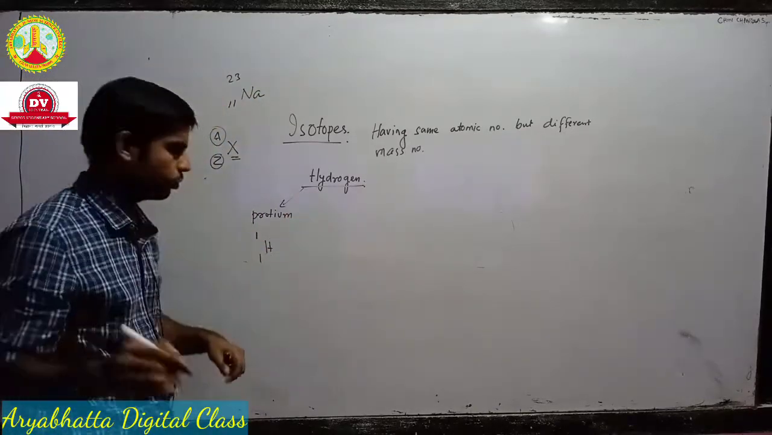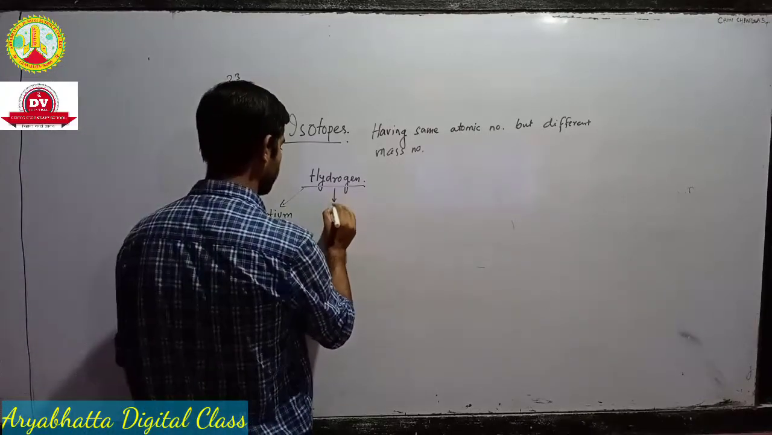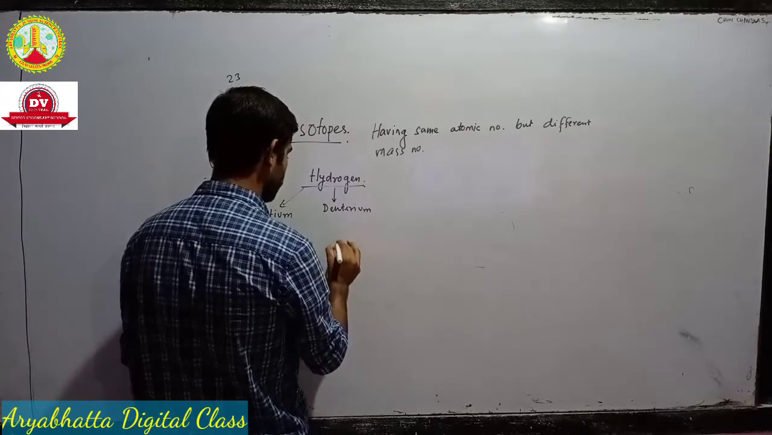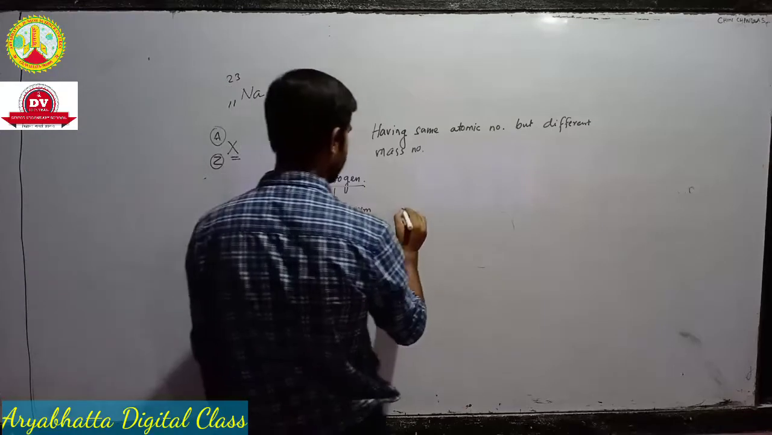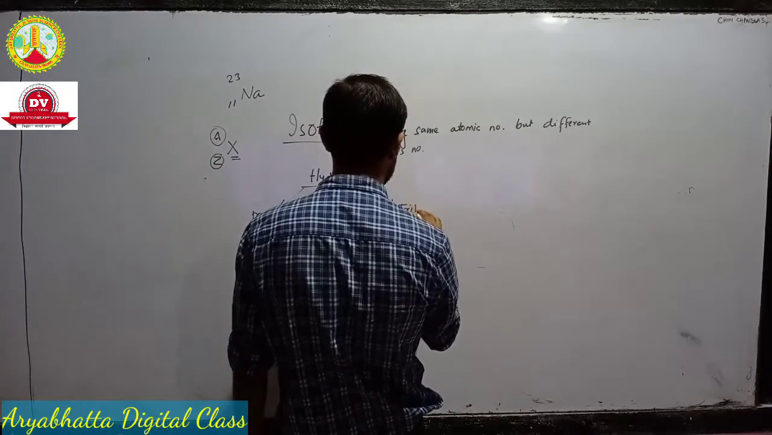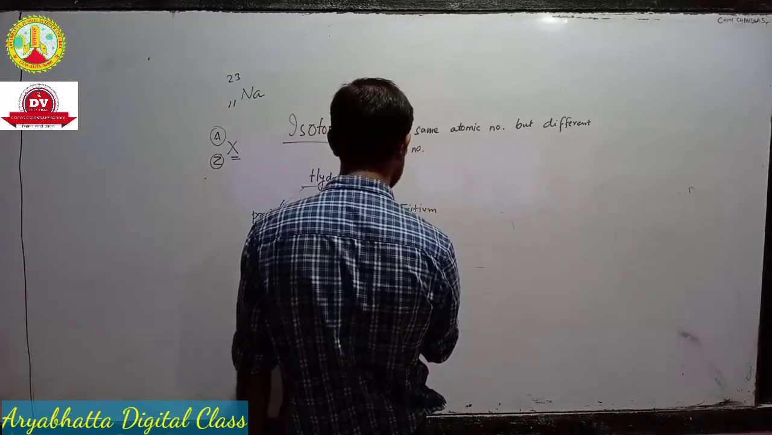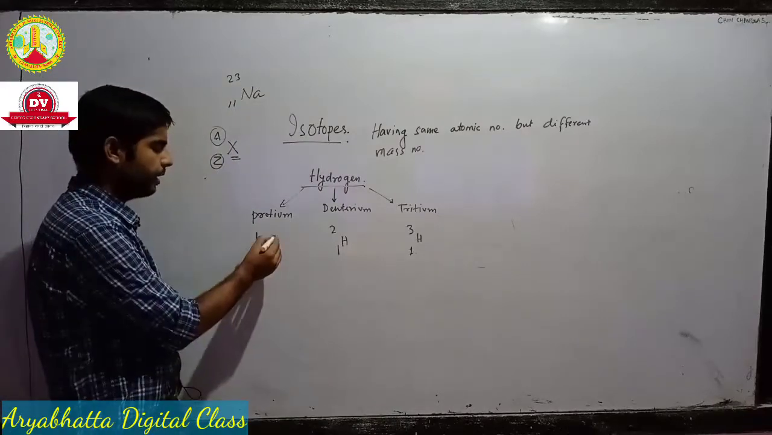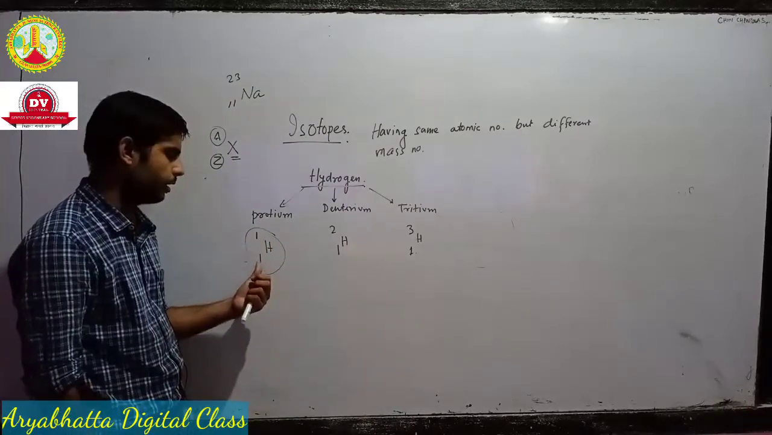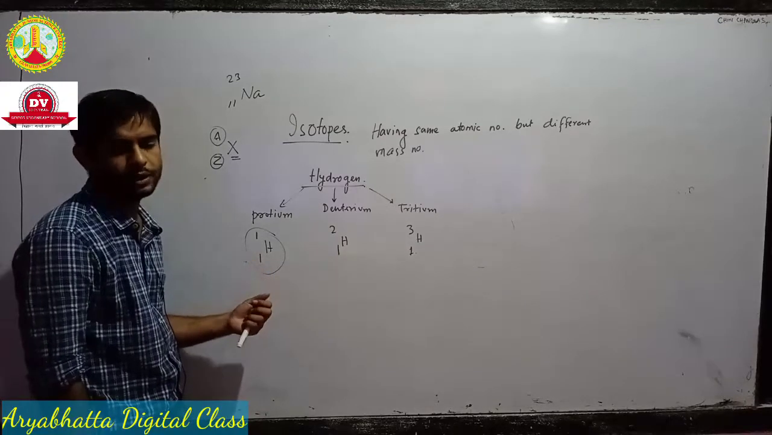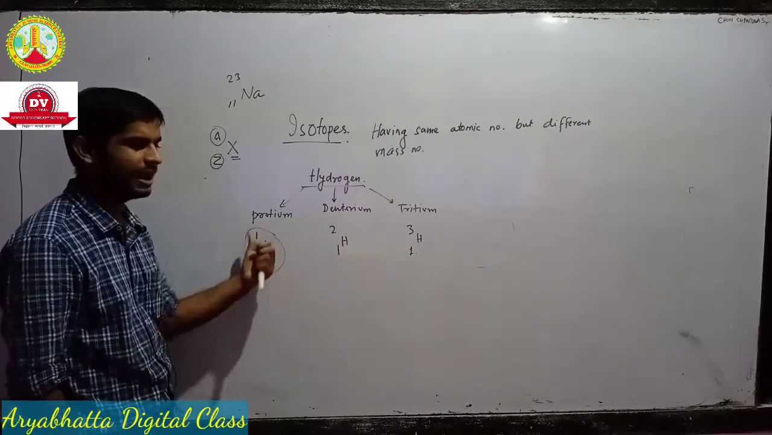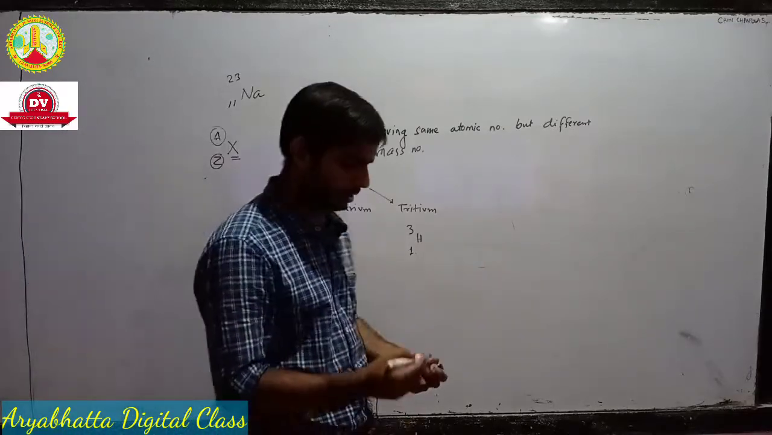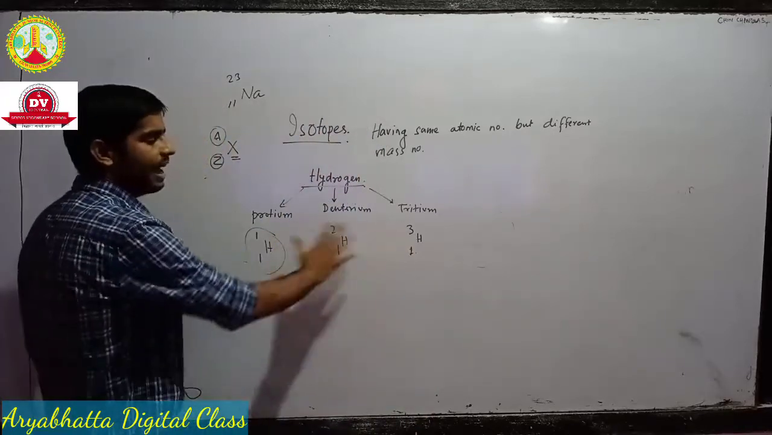So hydrogen has three isotopes: protium, deuterium, and tritium. In nature, generally this form of hydrogen is the main constituent of total hydrogen. 99% of hydrogen is protium, and the rest is deuterium and tritium. So these are the isotopes of hydrogen.